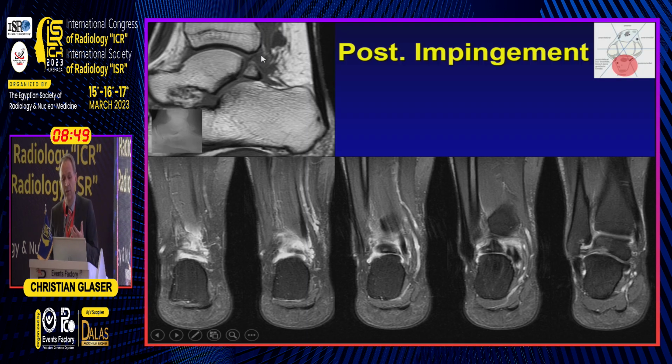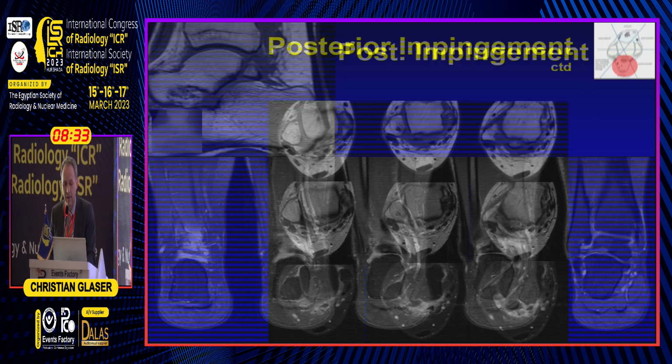When it comes to looking at the os trigonum and posterior impingement, first you have to note its presence, its size, and its relations to the adjacent bones. That can be a bit tricky. What is helpful is the inflammatory reaction in conjunction with the clinical history.